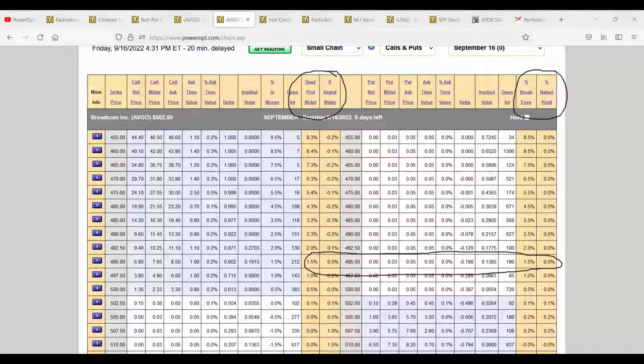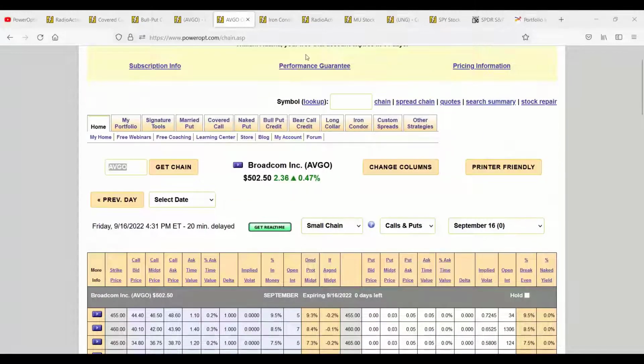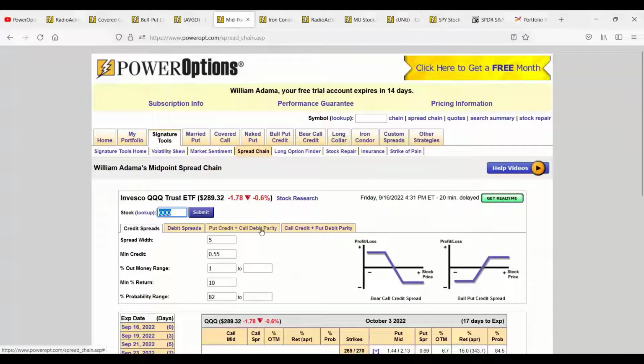And then if you're doing spread trades, you can use the spread chain tool and the parity view on the spread chain tool as we showed. There we go. The put credit and call debit parity, or call credit and put debit parity as well.